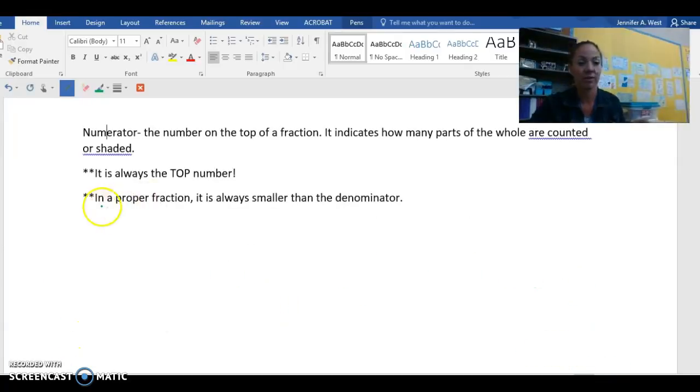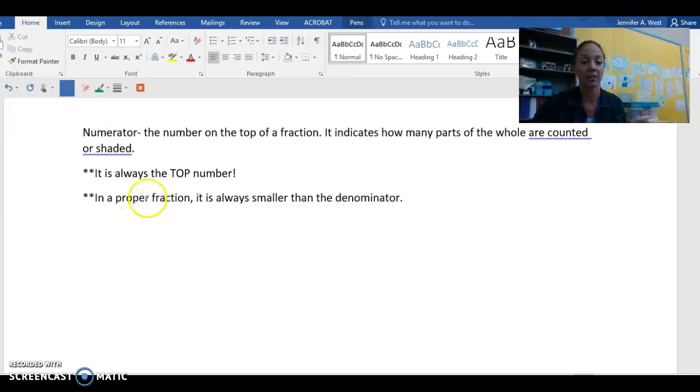All right, the next vocabulary word is numerator. In 6th grade, I realize that you've heard these words for the last several years at school. We just have to make sure that we remember what we're talking about in math. So the numerator is the number on the top of a fraction. It indicates how many parts of the whole are counted or shaded.